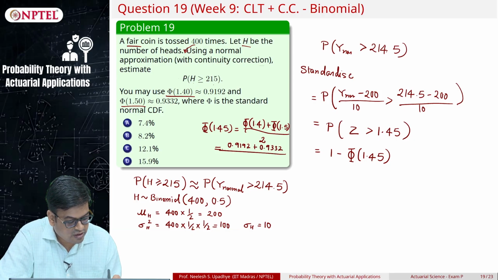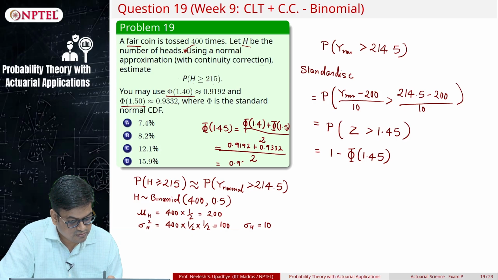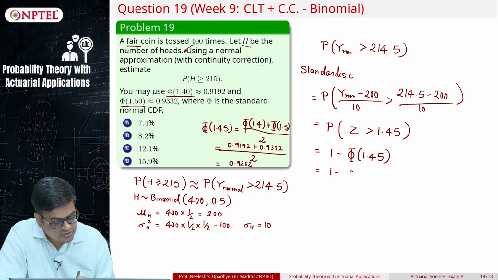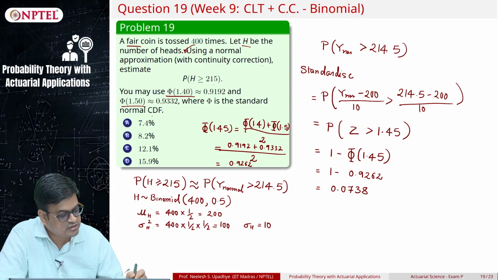So, now what I got is the approximation, and therefore, phi of 1.4 is 0.9192 plus 0.9332 upon 2. You just calculate all this and you will get 0.9262. So, I will simply use this value and get the approximate answer, 1 minus 0.9262, which gives 0.0738. If I round this off to 3 decimals, this gives me the answer to be equal to 7.4%. So, this is the correct answer.